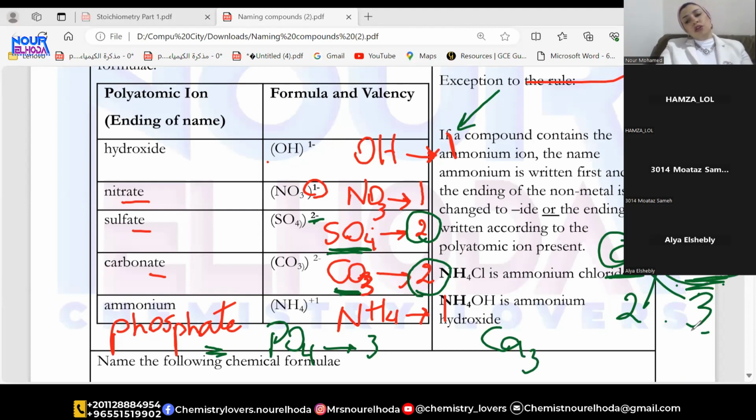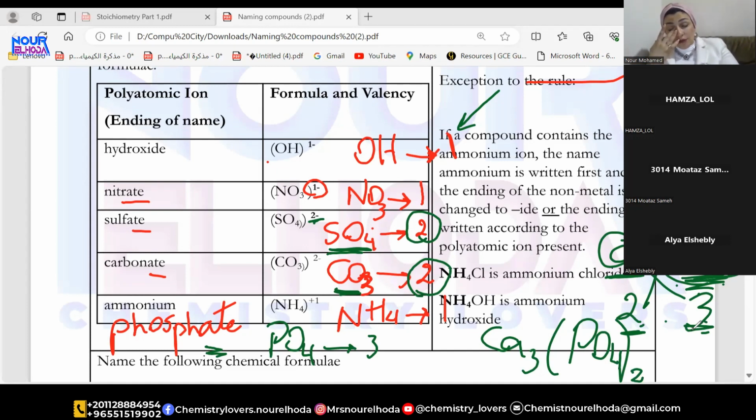All the PO4, how it will take the 2, you need to put it inside the bracket, so it's going to be Ca3(PO4)2. Okay, but this is very important. I said if you didn't know how to do this, you will lose a lot of marks if you don't know how to write the formulas.